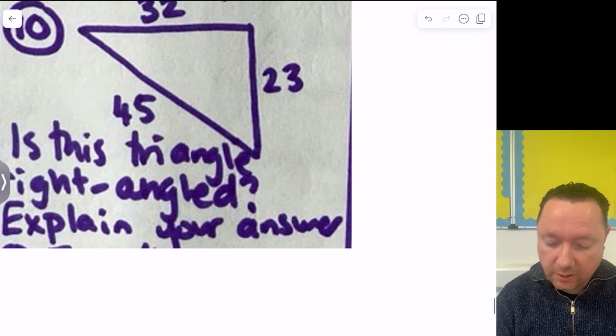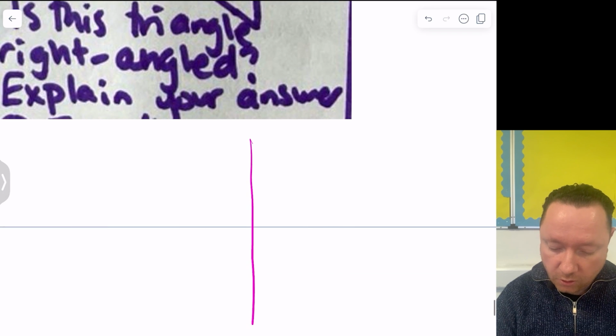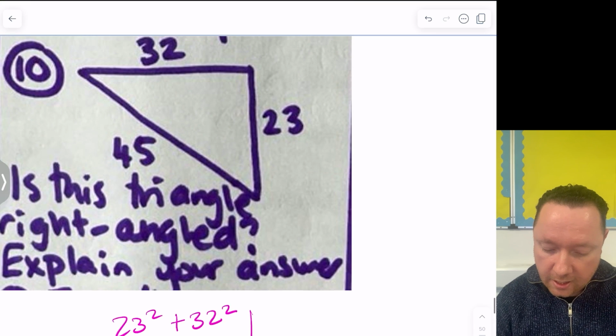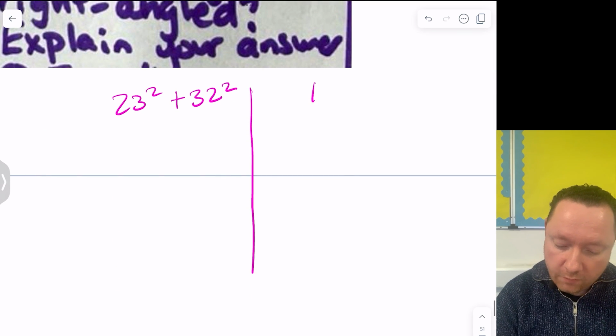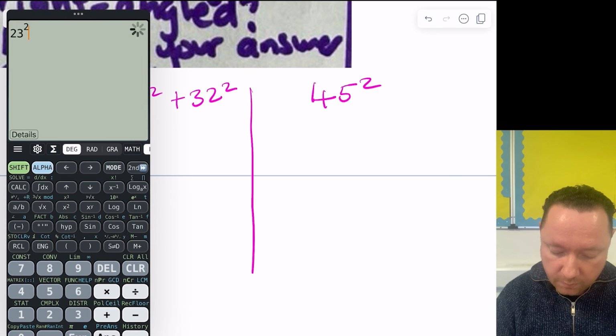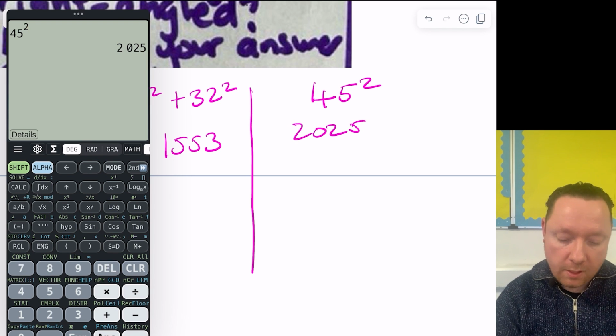So here's how I'm going to do this one. Nice little line. I've got 23 and 32, so 23 squared plus 32 squared on this side. And the other side's 45 squared. Work out these separate answers. So 23 squared plus 32 squared is 1553. 45 squared is 2025. No need to square root.